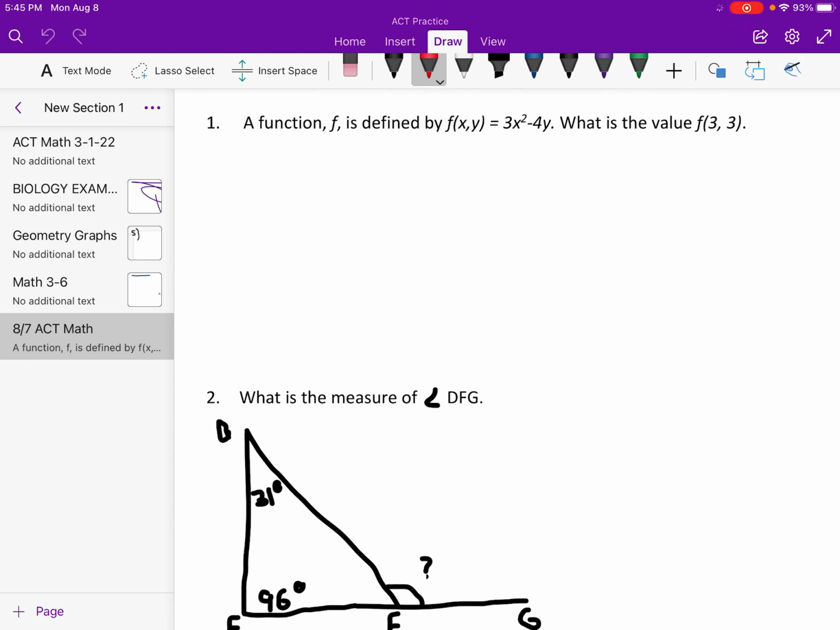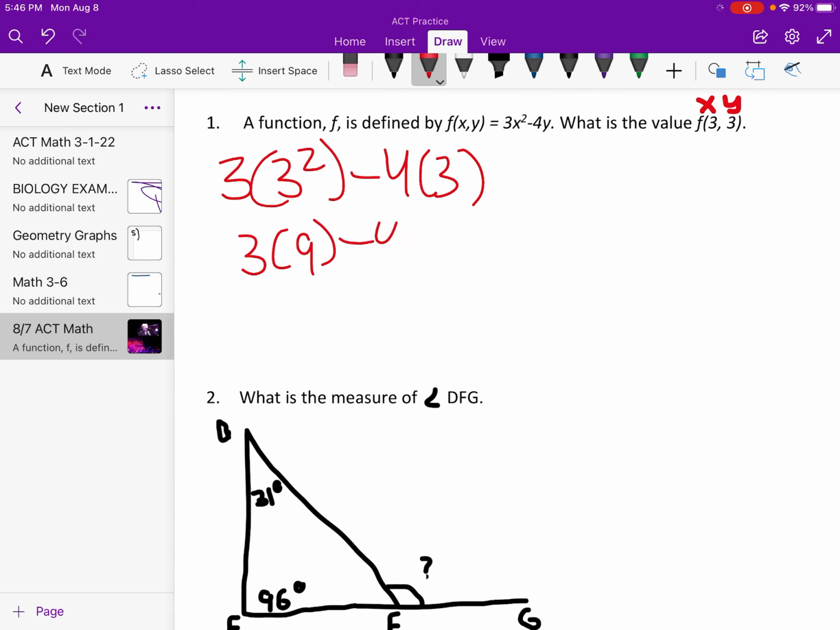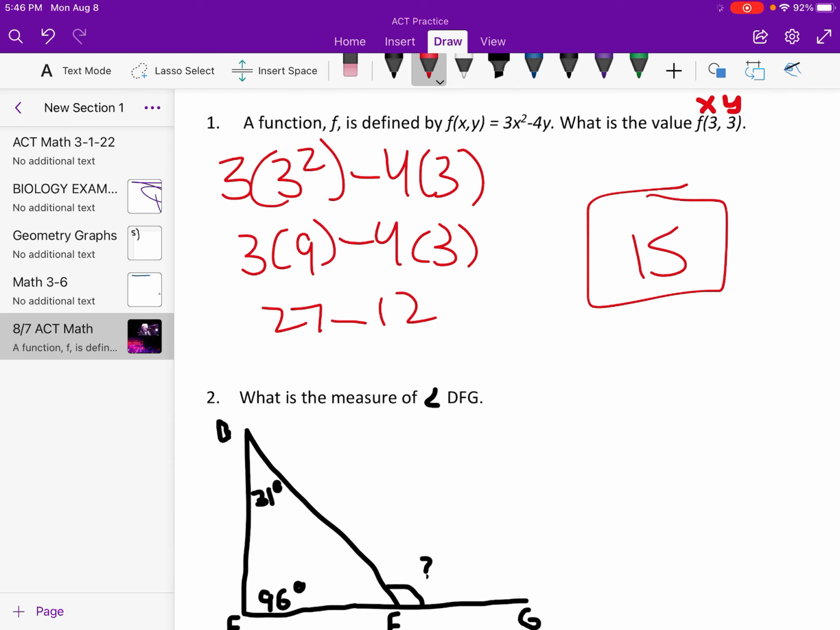Here we have a function f defined by f(x, y) equals 3x squared minus 4y. What is the value of f(3, 3)? Well, that's pretty simple, because if we see that, we know that's going to be x, y. So how about we just plug that in? In my opinion, it would be a lot easier to just type this right into a calculator, but I'll just do it this way. So then we have 27 minus 12, and then we get 15. So there you go. That's a pretty easy one.